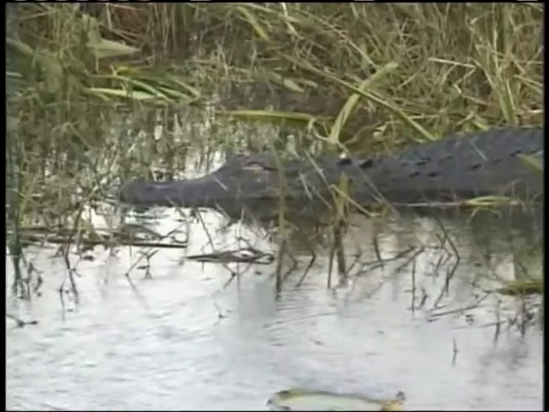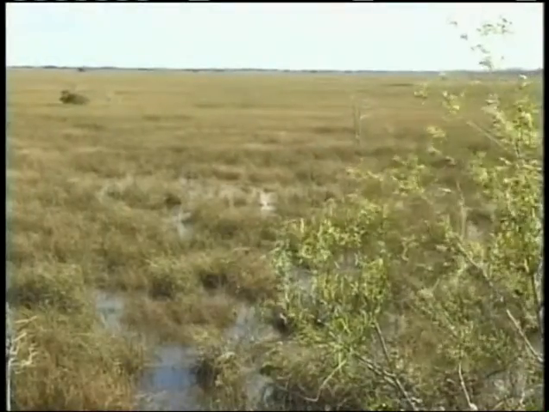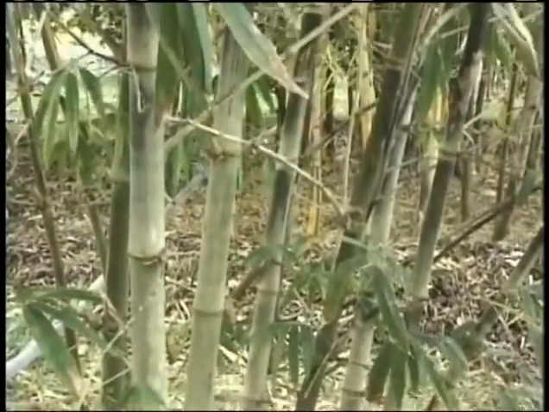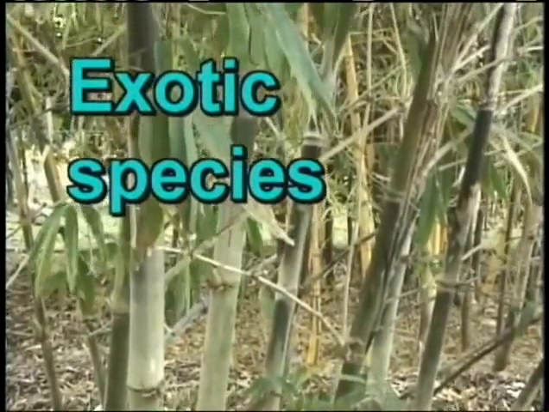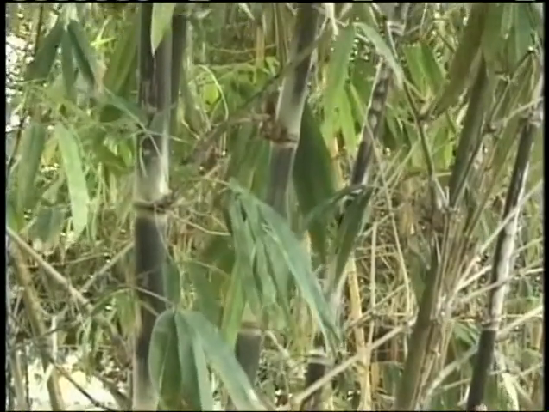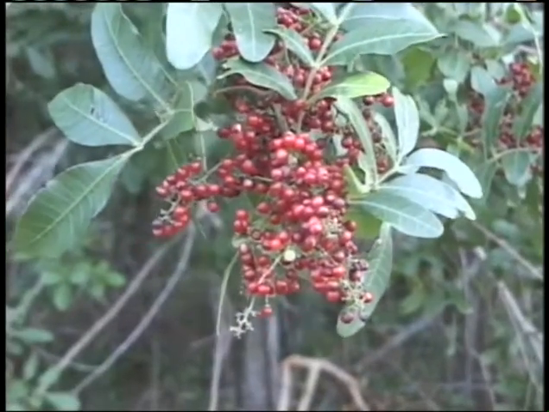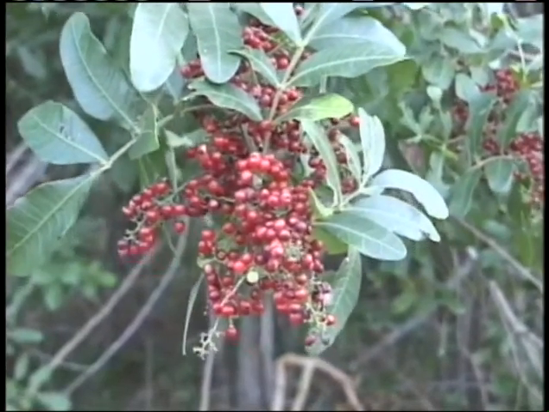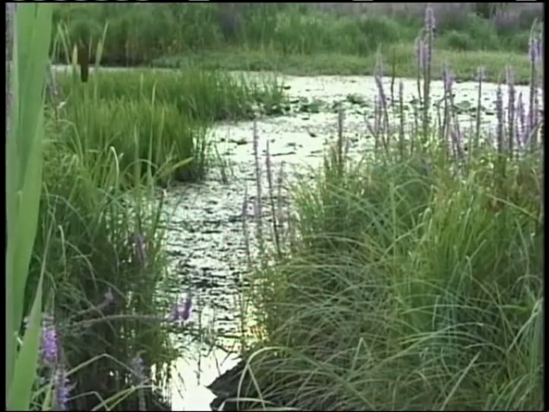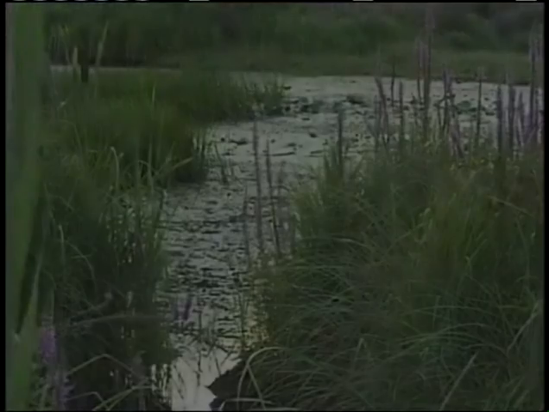Beyond habitat destruction, another great threat to the Everglades are exotic species. Exotic species are plants or animals that are released into places where they did not previously exist. These Australian pines are exotic species, as is the Brazilian pepper. Exotic species can be harmful if allowed to disrupt the natural ecological balance of an area.